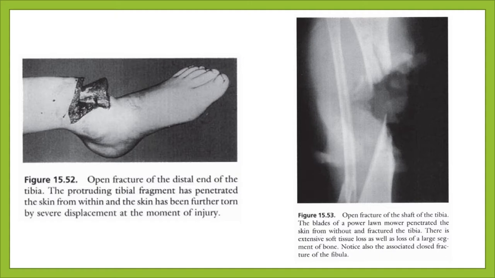Figure 15.53, open fracture of the shaft of the tibia. The blades of a power lawnmower penetrated the skin from without and fractured the tibia. There is extensive soft tissue loss as well as loss of large segments of bone. Notice also the associated closed fracture of the fibula.